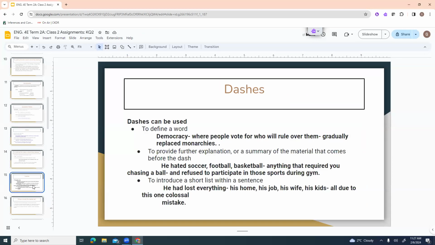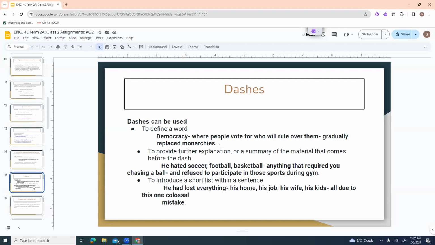Dashes. Dashes can be used to define a word. I don't find this as super common, but it does show up. You might see it in a textbook. Democracy, dash, where people vote who will rule over them, dash, gradually replaced monarchies. It can also provide further explanation or summary of the material that comes before the dash.